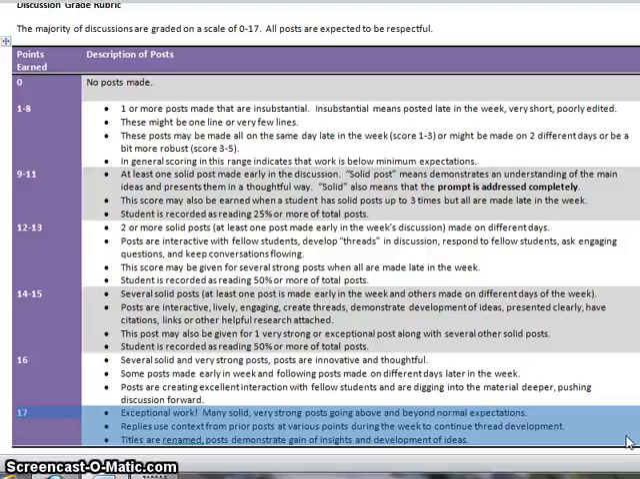So that's it for the discussion grade rubric. Good luck.